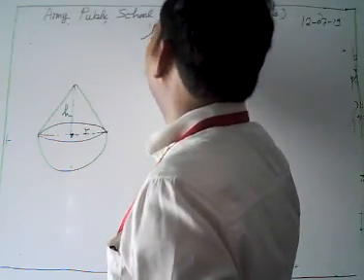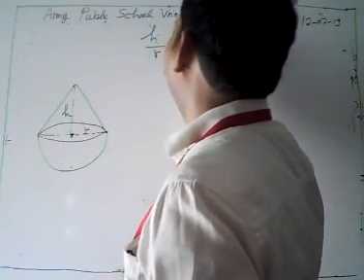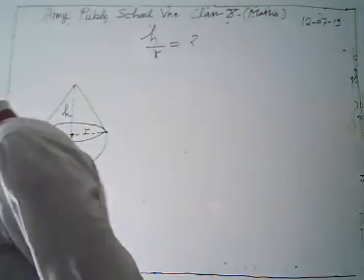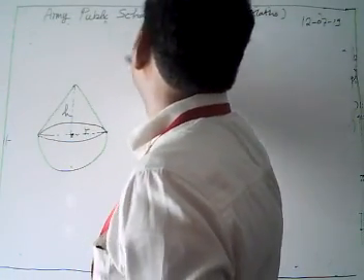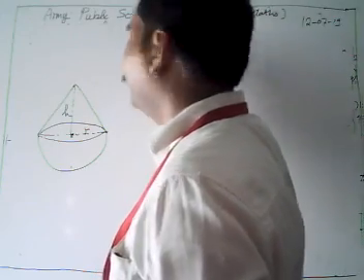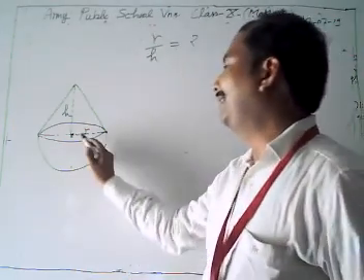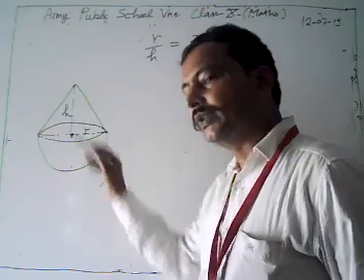In this question we have to find the ratio of height and radius. Find the ratio of radius and height, sorry, radius and height of the conical part. Now look, the radius of this hemisphere and the radius of this cone are the same.